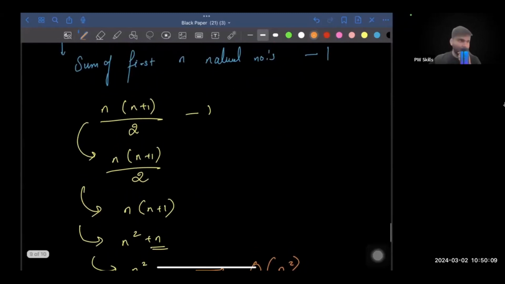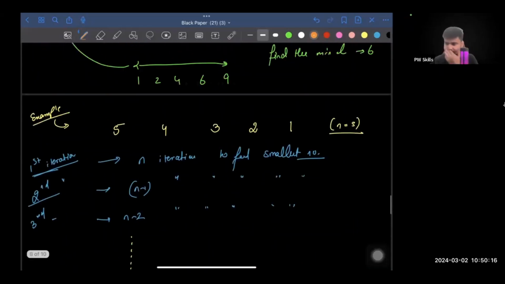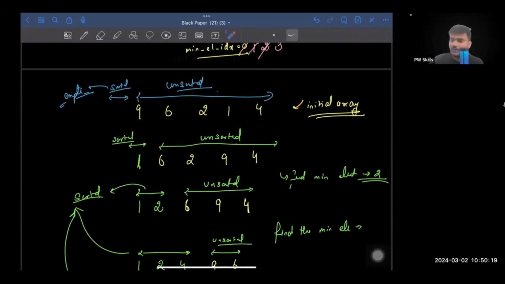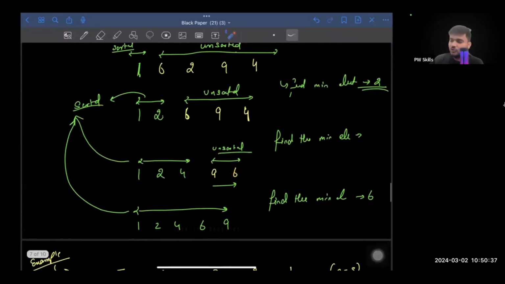Okay, let me quickly repeat. If you want to quickly repeat the time complexity analysis, when you started, you had to do n iterations to find the smallest number. In the next step, you have to do n minus 1 iterations. Then n minus 2 iterations. Then n minus 3, till the time you have 2 numbers left, because that's the last minimum element finding you have to do.